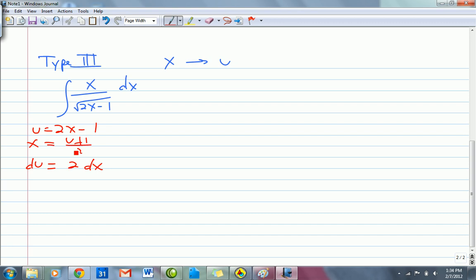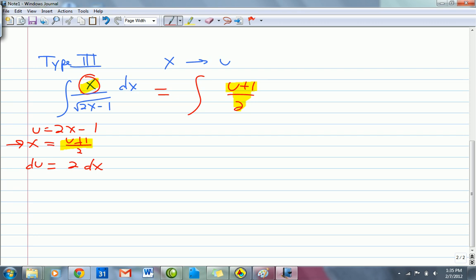Now let's see what's going to happen here. Okay, I'm going to substitute my x with this x. So that x becomes u plus 1 over 2. Okay, so here's my x. I substitute it with u plus 1 over 2. Right over here, my integrand.